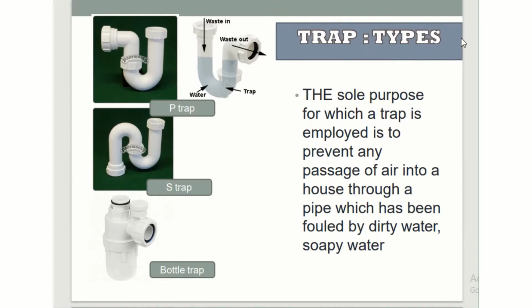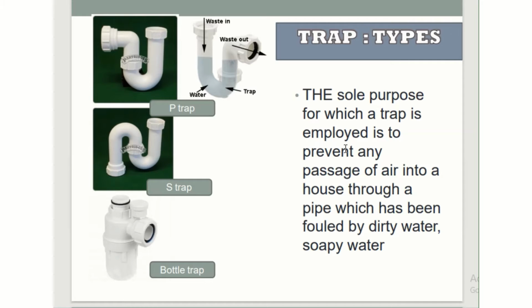So next, I will explain about the trap used in sanitary system. So there are a few types of trap, which is the P trap, S trap, and also the bottle trap. So it is based on the shape, basically. Okay.